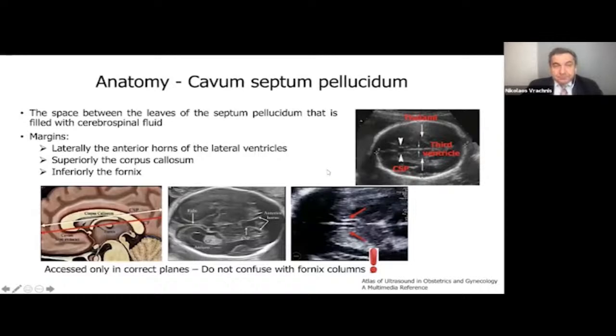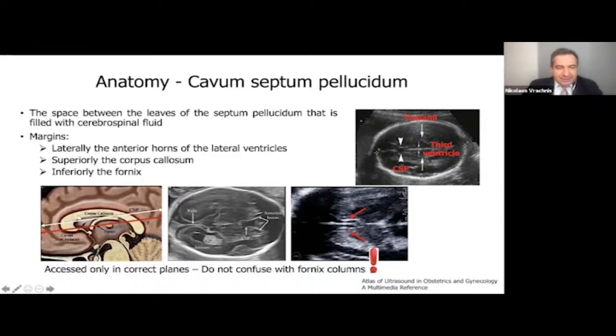We'll start with a few things about the anatomy of the CSP, the cavum septum pellucidum, which is the space between the leaves of the septum pellucidum that is filled with cerebrospinal fluid. The margins of the CSP are laterally the anterior horns of the lateral ventricles, as we can see here, and superiorly the corpus callosum and inferiorly the fornix.